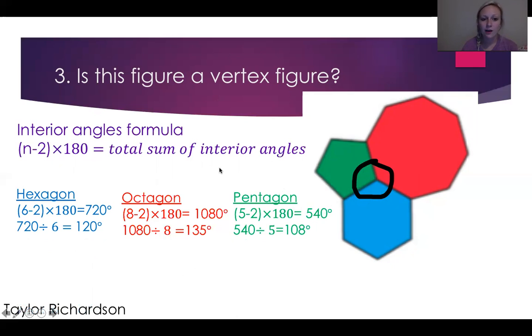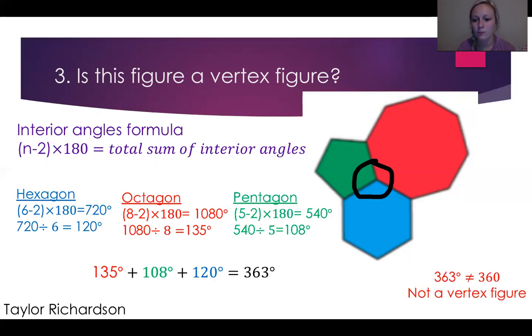And so now we want to add up these 3 measurements. We get 135 plus 108 plus 120 equals 363 degrees. So close. We wanted it to equal 360 degrees. So that means that this figure is in fact not a vertex figure.